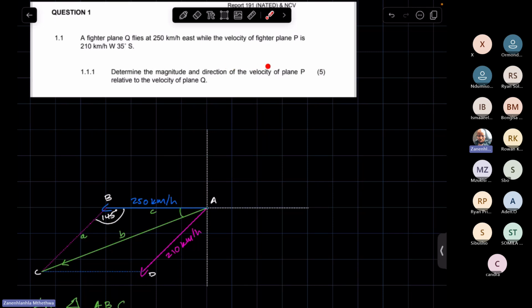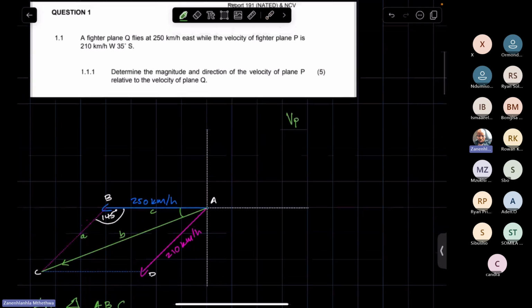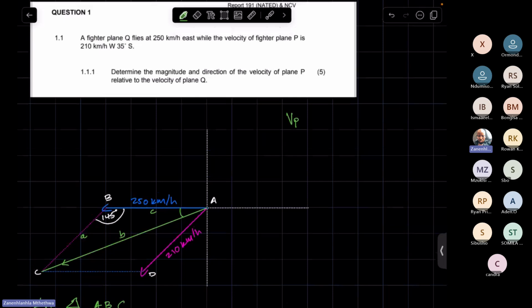Since they said determine the magnitude and direction of the velocity of P, this is Vp relative to Q: the velocity of plane P relative to plane Q. Remember what I told you: the first letter always represents the object, the second letter always represents the frame of reference. So the object is P here, and the frame of reference is Q. As far as direction on the Cartesian plane, P you will draw in the same direction as the one that's been given, and Q, being the frame of reference, you'll draw in a direction that is opposite the one that's been given.